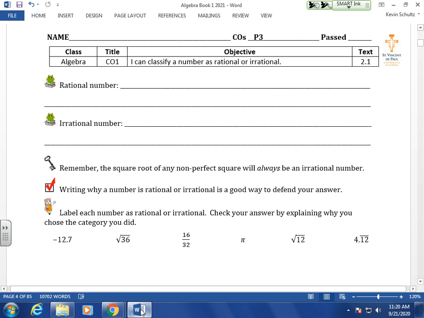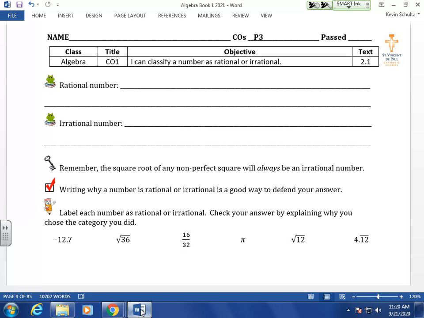Good day. In algebra, we'll be covering our first objective of the year, CO1, classifying a number as rational or irrational. Like we talked about, these binary symbols here of this wise old owl represent a term, a word that we're going to define. And these can go on a help sheet.